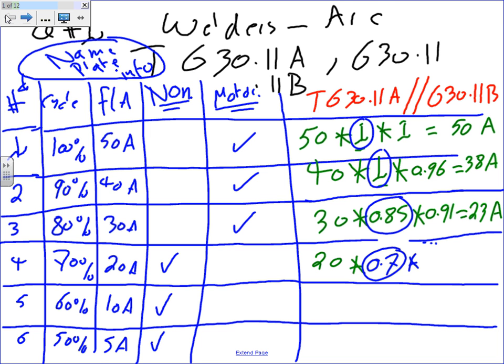So this will be times 0.84, and if you do the math on that one, you're going to get 12 amps. Any question, guys, about this? 12 amps. Any question? Okay, let's go to the third one.